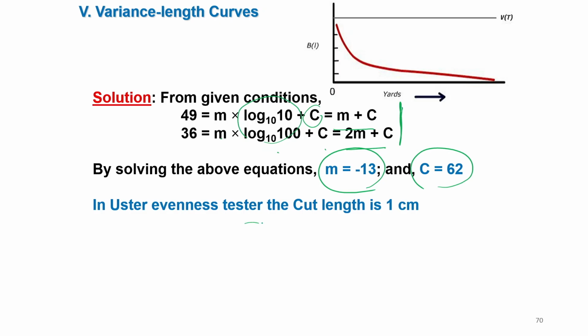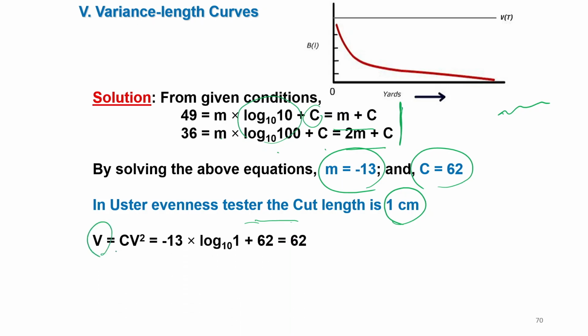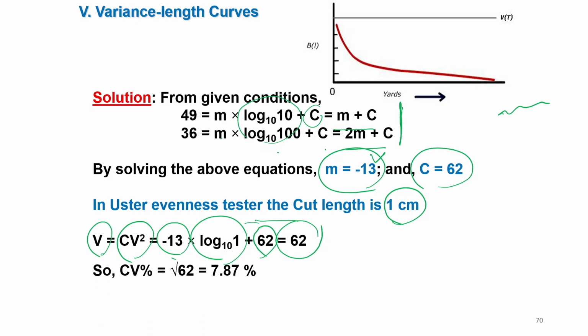So, in Worcester evenness tester, the cut length is 1 centimeter, that we have already discussed. So, for 1 centimeter cut length, we have to calculate the variance. Now, let us see. Variance or CV square is minus 13 log 1 plus 62. Here log 1 is 0, so variance is 62. So, CV will be under root 62. So, CV we get 7.87.